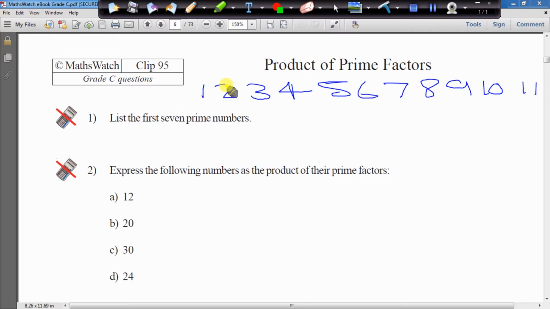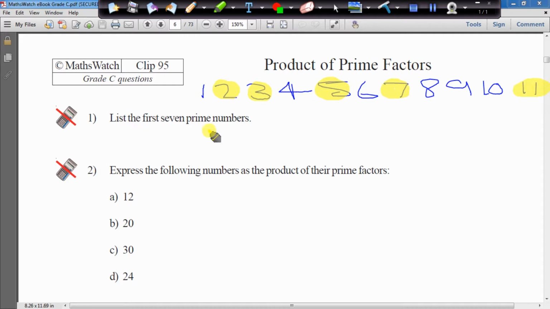Is 2 a prime number? Yes, because it divides by 2 and by 1. Is 3 a prime number? Yes. Is 4? No, because it divides by 1, 2 and 4. Yes, 3 factors. What about 5? Yes. 6? No. 7? Yes. 8? No. And 9? No, because 9 divides by 1, 3 and 9, so it has 3 factors. To qualify to be a prime number, you must only have 2 factors. So what about 11? Yes.